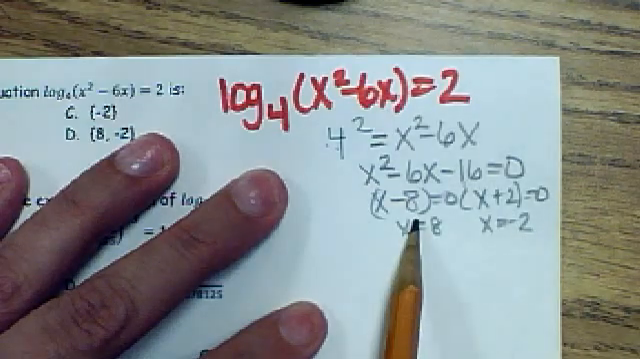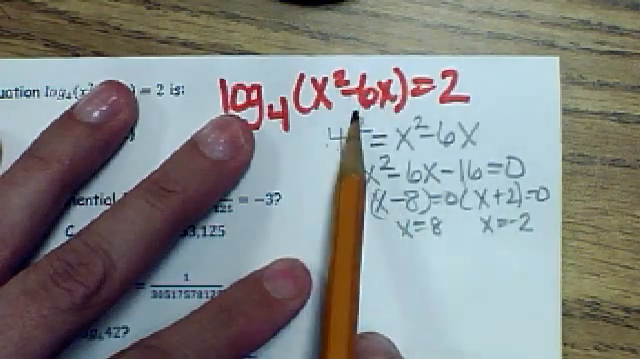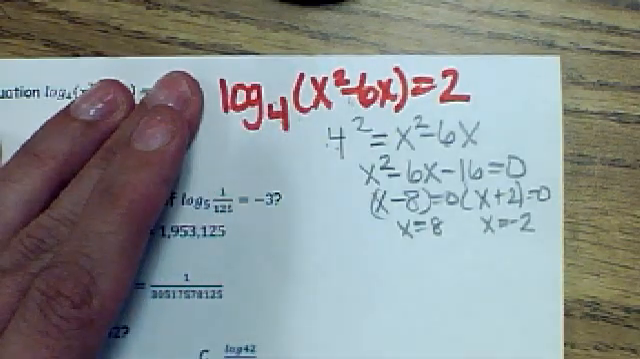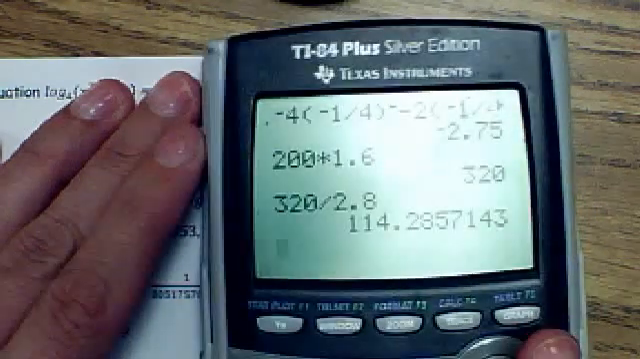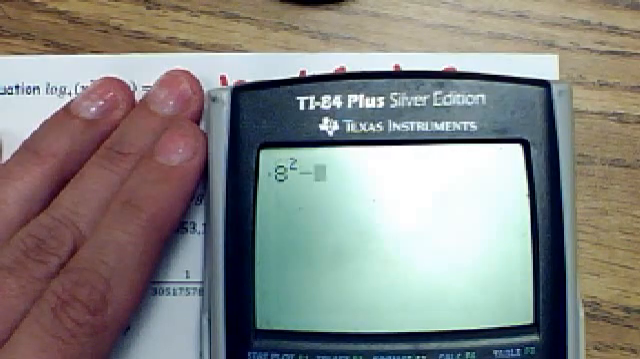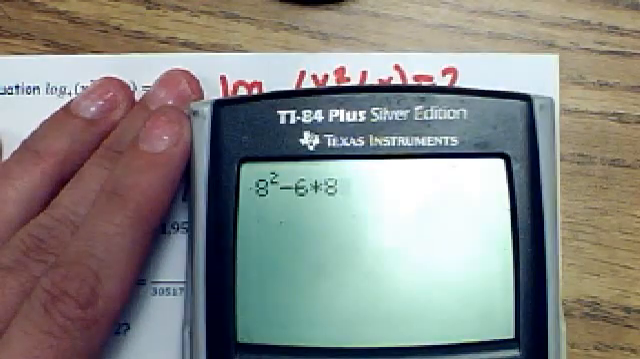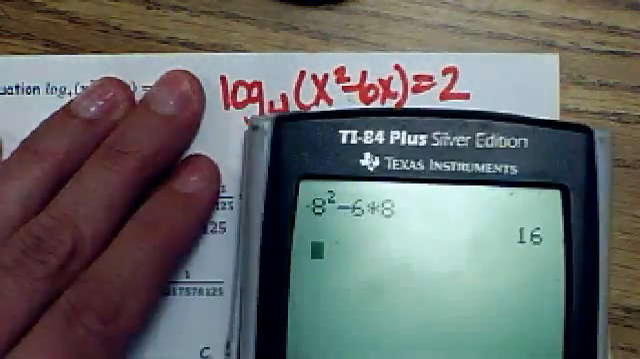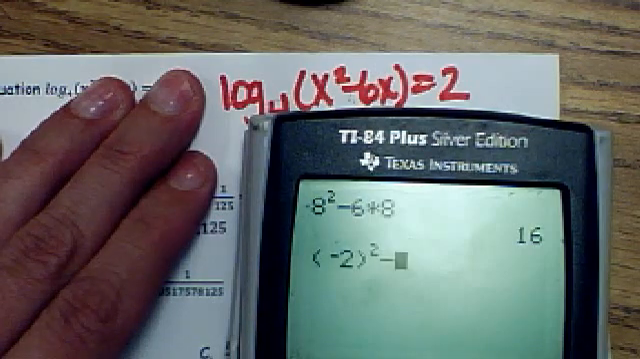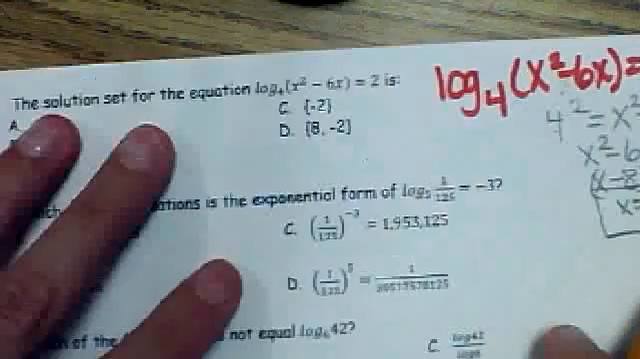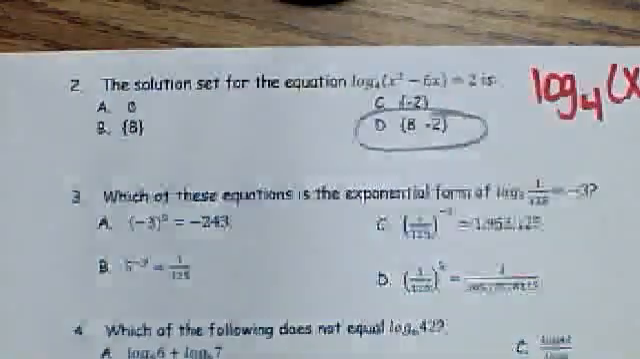But what we need to do is make sure that when we plug that in, it comes out to be a positive, because we can't find the log of a negative number. So I'm going to take that 8 and plug it in to that x squared minus 6x. So 8 squared minus 6 times 8 comes out to be 16, so that's a positive, so that's okay. And then negative 2 squared minus 6 times negative 2 comes out to be 16 again. So that's okay. It's fine to have both of those because they both make that be a positive. So the answer would have to be D.